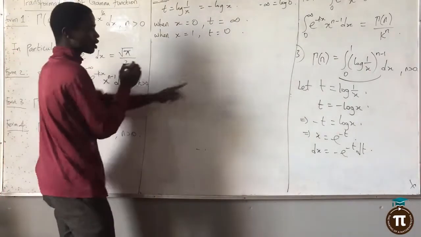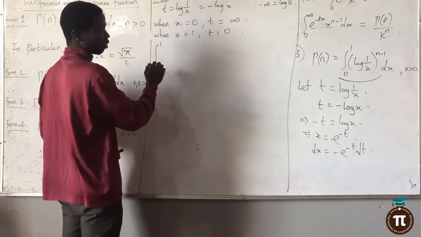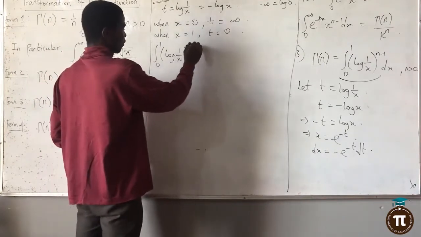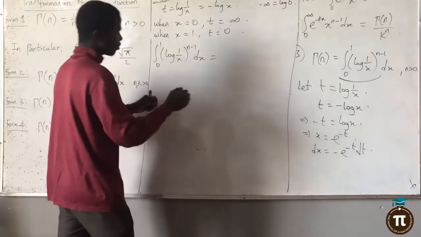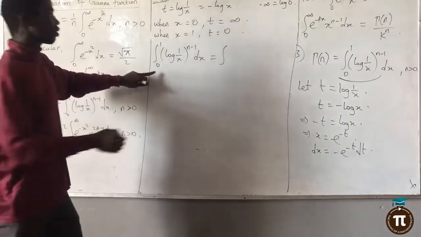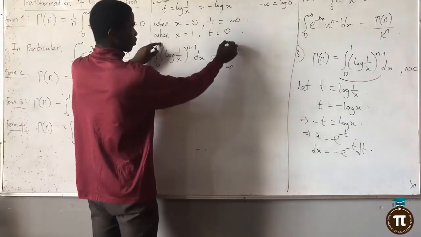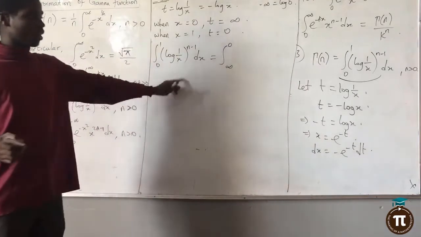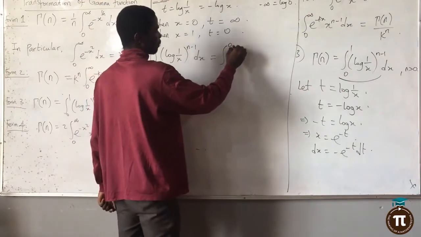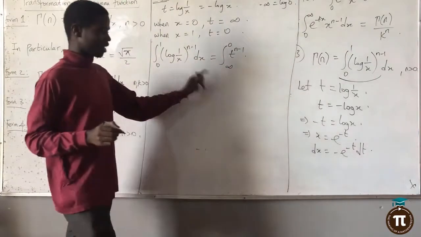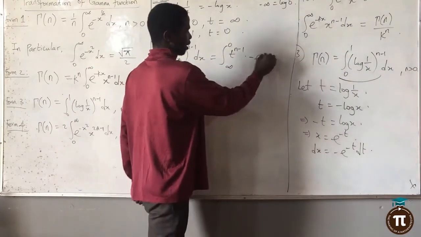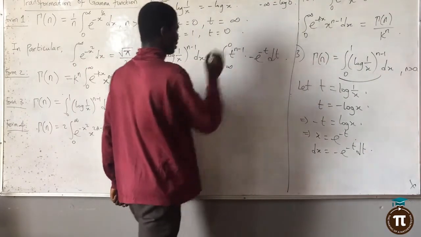So I will now substitute. I have integral from 0 to 1 of log 1 over s raised to the power of n minus 1 ds. This will become an integral. So I will change the bound as well. This one will become infinity, while this one will become 0. Log of 1 over s is t. So that's t raised to the power of n minus 1 ds. ds is minus e raised to the power minus t dt. So multiply by minus e raised to the power minus t dt.